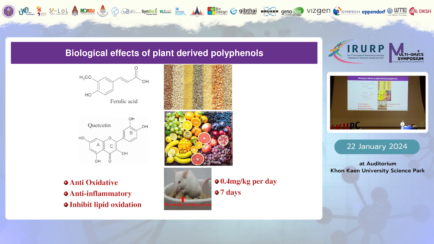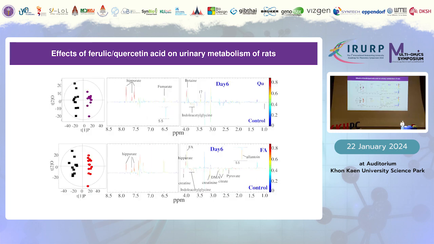So we use ferulic acid and quercetin as examples to give these pure compounds to rats. And then within 6 days of study, we collected the feces and the urine, so that you can see the quercetin and the ferulic acid are largely very similar in terms of their urinary metabolic profile. So we can see the increase of hippurate and then decrease of indole metabolites.